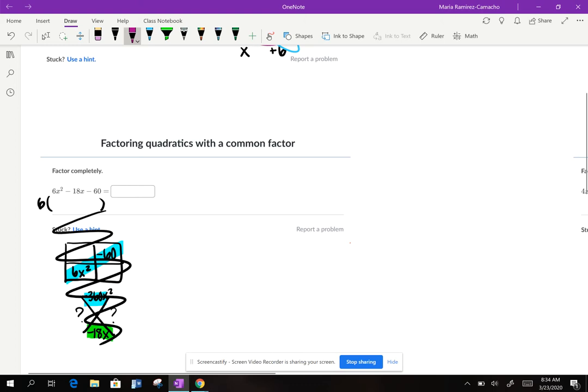So if we take out 6 from 6x squared, we get x squared minus. If we take a 6 out from 18x, we get 3x. If we take a 6 out from 60, we get 10. So I'm left with 6 times, and then parentheses, x squared minus 3x minus 10. I can now use that x squared minus 3x minus 10 to factor. Take that x squared, put that in the lower left corner, take the negative 10, upper right, make your diamond.